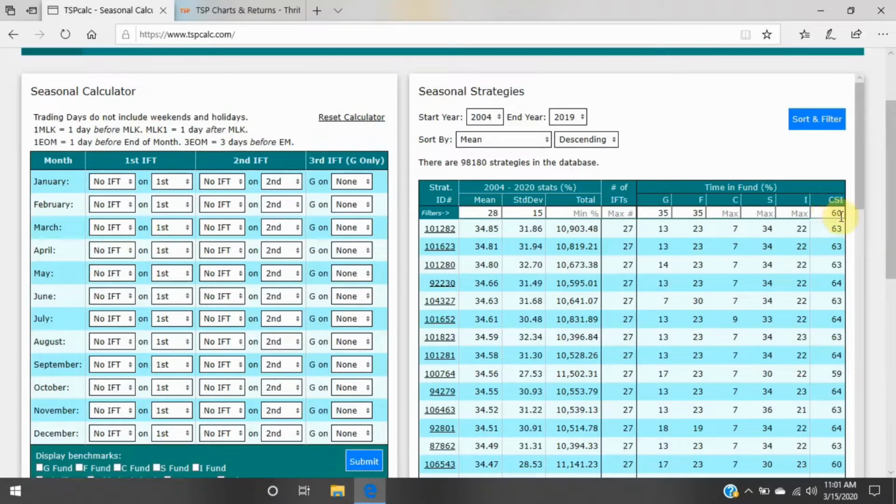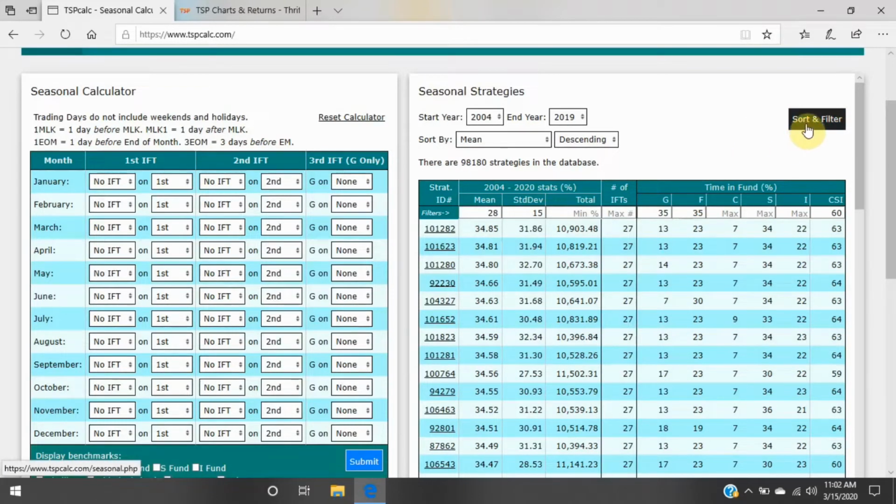Again, personal preference for me: I like to spend about 60% of the time in stocks, and that helps filter here with the G and F at 35. I like my mean to be north of 28%, and the standard deviation is not quite as important to me as it is to some people. It really depends on the individual strategy itself. And if you don't understand some of these terms, a quick Google search might help you understand a little bit better and why it's not necessarily as important.